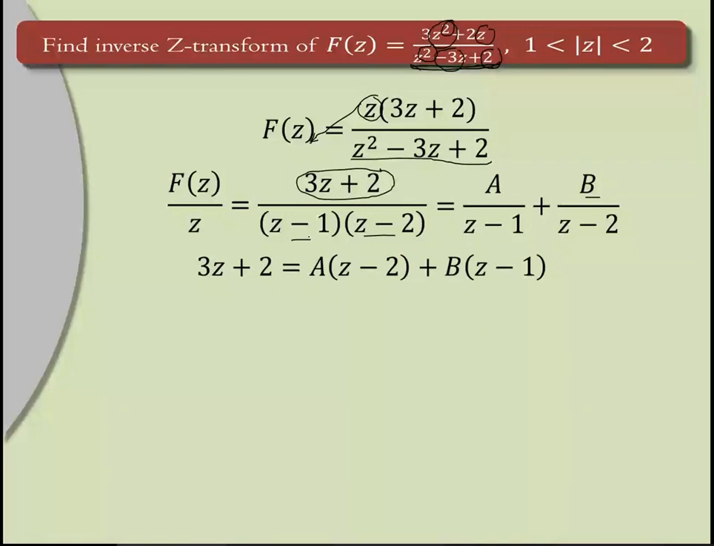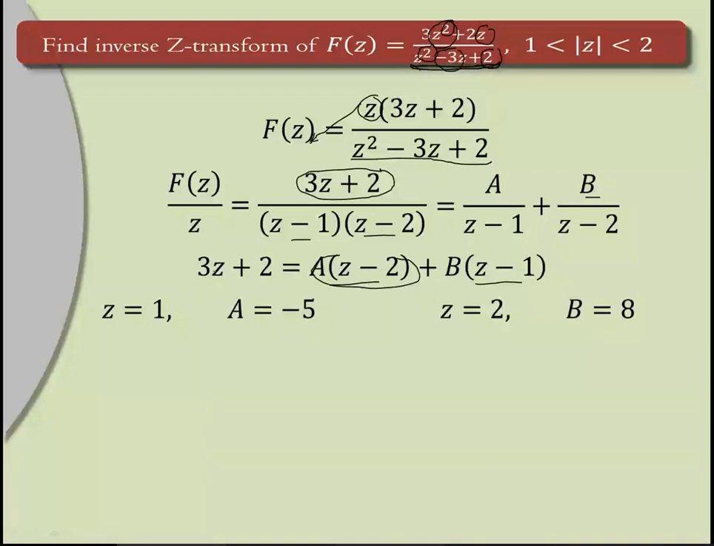And now substitute the values of z. Put z equal to 1 so that this term gets cancelled, we can get A, and put z equal to 2, by that this term gets cancelled and we can get B. So firstly putting z equal to 1, 3 into 1 plus 2, that will be 5, A into 1 minus 2, 1 minus 2 is minus 1. So A will be minus 5. Put z equal to 2, this first term gets cancelled, 3 into 2 plus 2, 6 plus 2, that will be 8, 2 minus 1 is 1, so B will be 8.